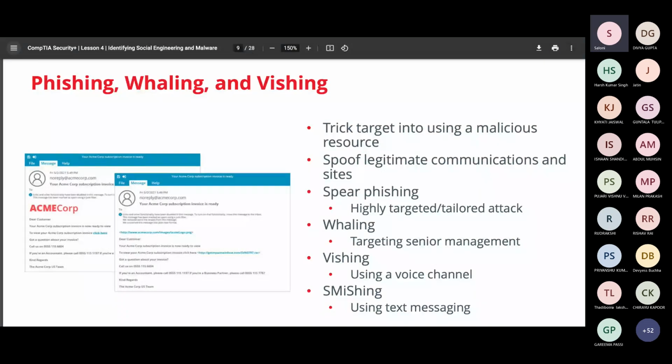Like we were discussing a while ago, messages that look very real to many people, saying you have won this much amount, or someone giving you very good offers. That is basically phishing, but they are actually fooling you, tricking the target into using the malicious resource attached in that particular link.